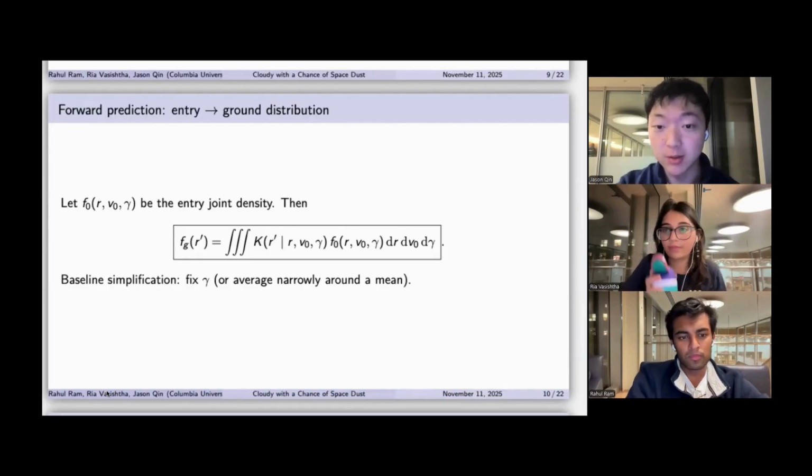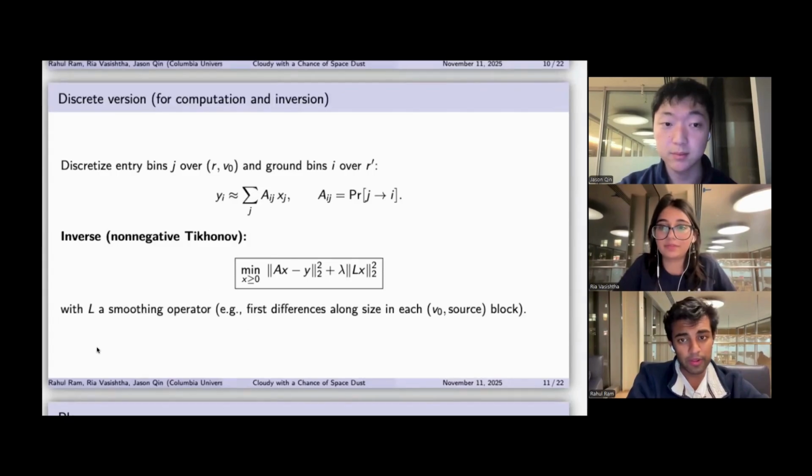That triple integral literally folds the entry data through the atmosphere's filter. To make life easier, we fix gamma or average narrowly around its mean so we can focus on the size and speed dimension. To compute this numerically, we discretize. Each entry bin J maps to a ground bin I with probability A_IJ.